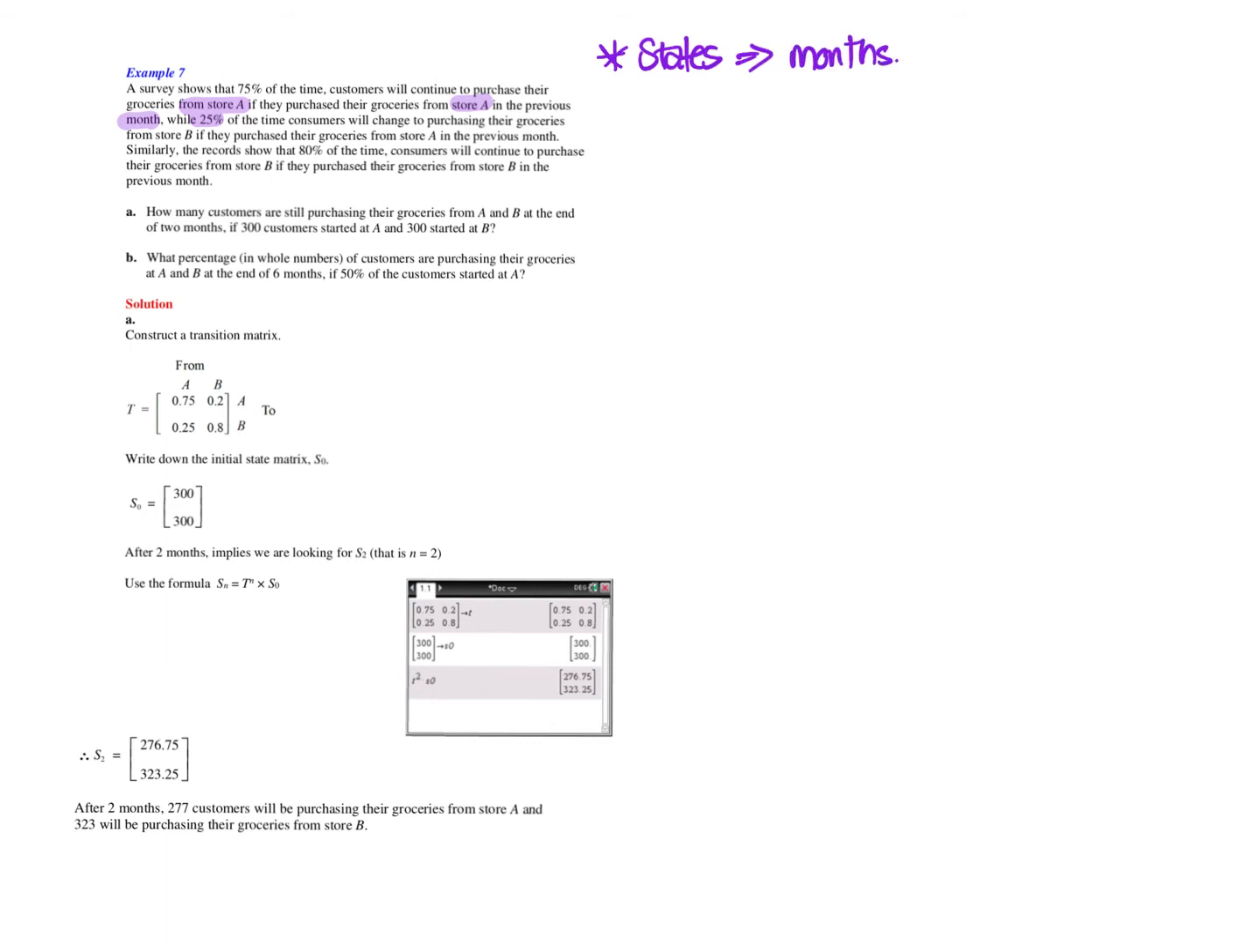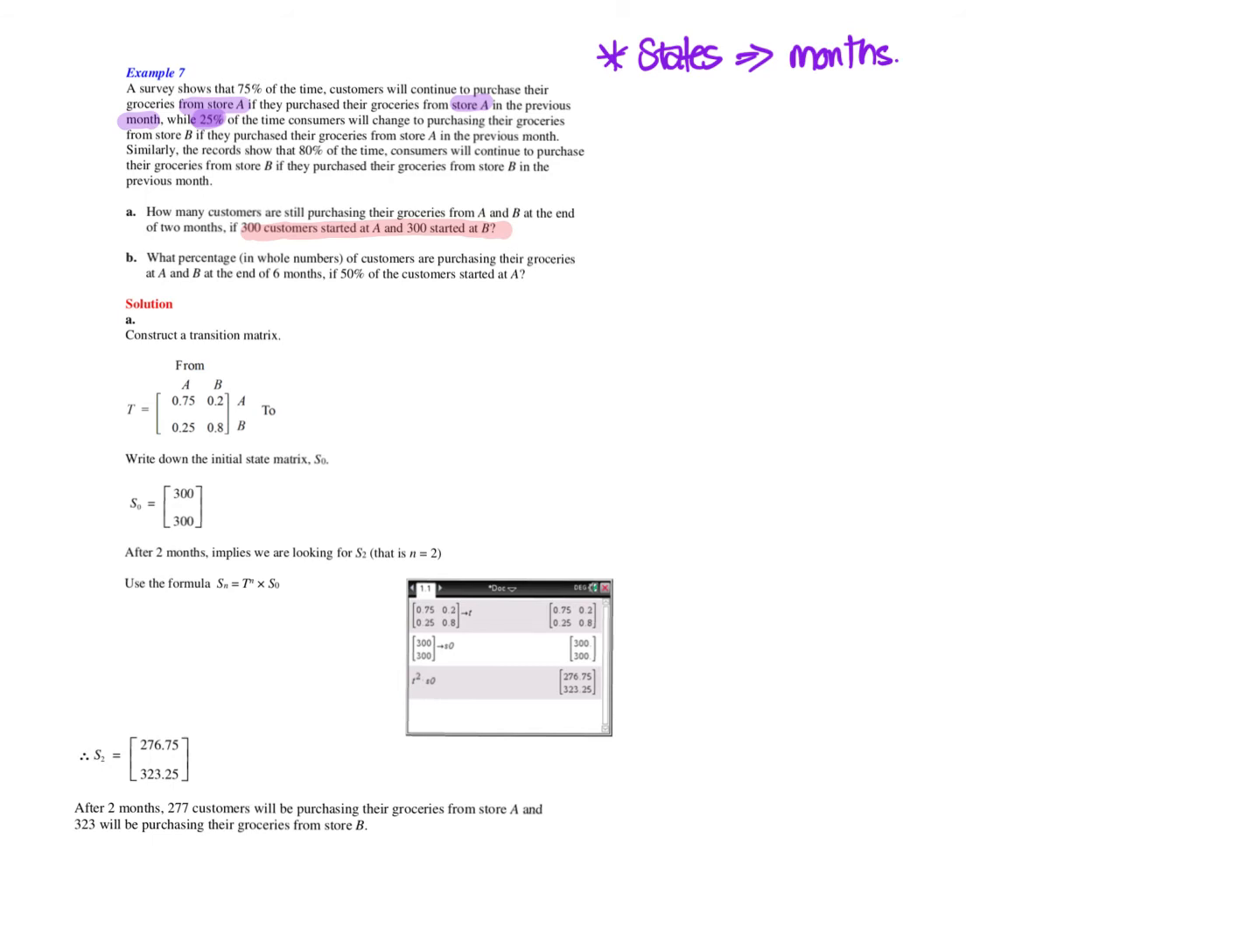All right, and then they've got a little bit of information that if you purchased groceries from B, from store A previous month, so where was, sorry, that was 25%. Anyway, they've set this up. So how many customers are still purchasing their groceries from A and B at the end of 2 months if 300 customers started at A and 300 at B?